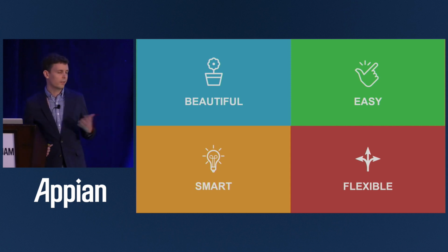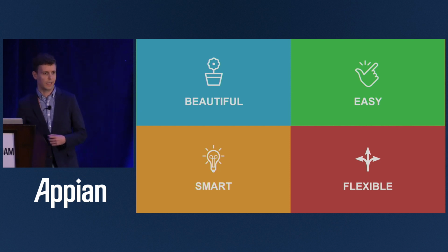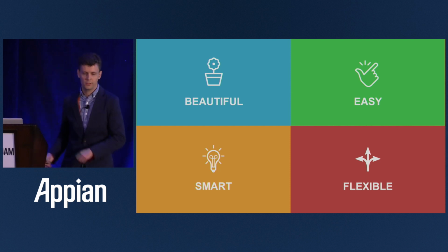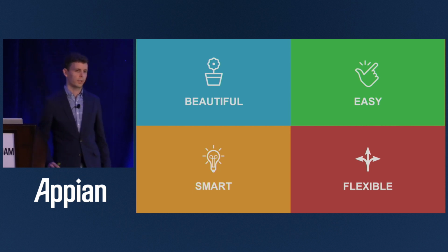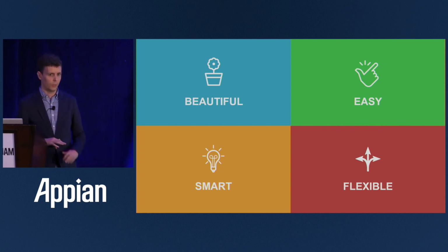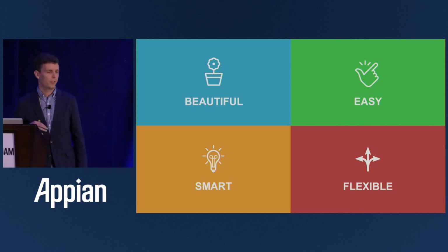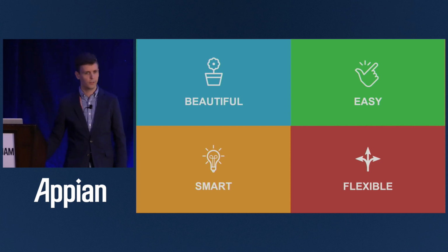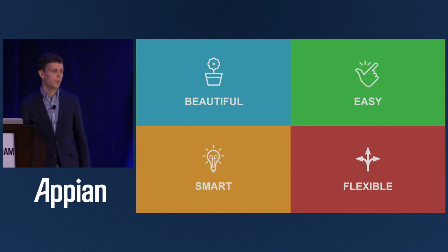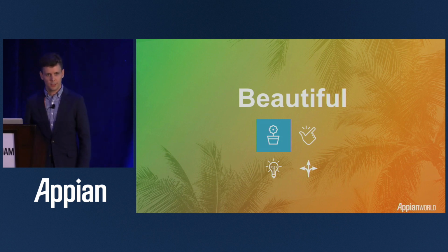Now, none of these are features that we're delivering. It's not like in this release we've made Appian flexible and now we're just going to move on to other things. These are virtues that we strive for in every release. So not only does this give you an idea of how the 18.2 release is making things better, but these are things that we're going to be striving for in future releases later this year and next year and beyond. So really excited by everything we have to share with you. Adam is going to get us started by talking about beautiful.